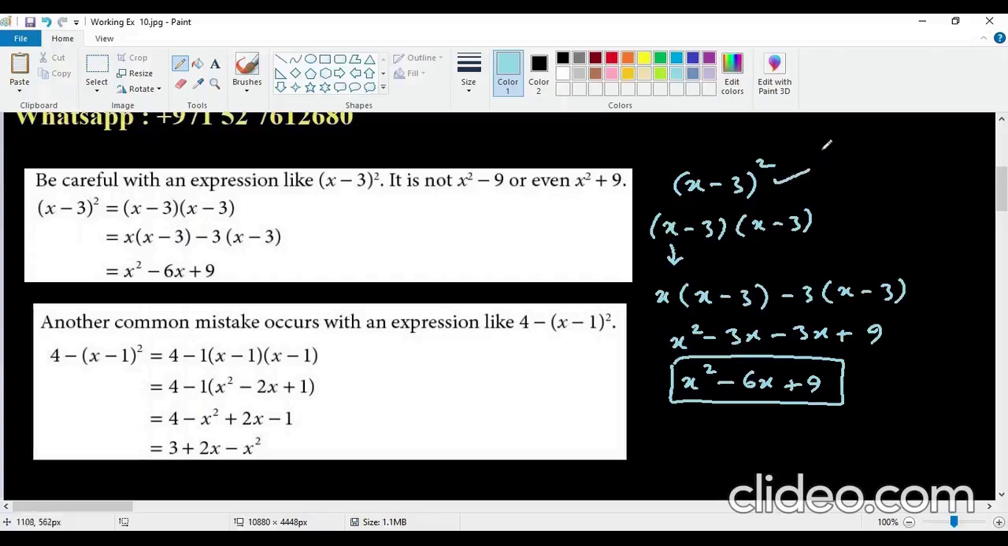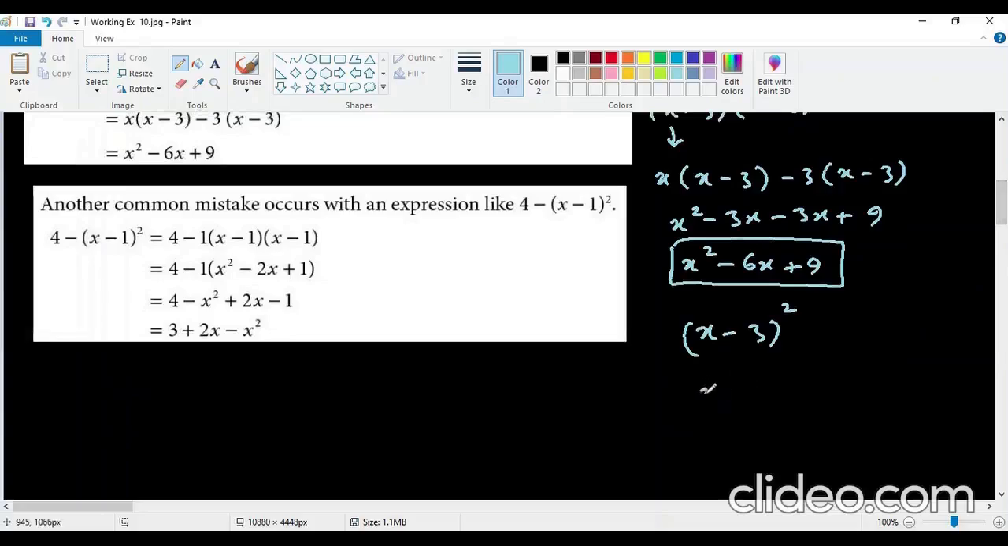But most of the time what students do is, while opening this bracket, if the question is given like this, for example like this, straight away they write x square minus 9 square, which is wrong. This is not the answer. So the answer for this one is, x minus 3 whole square means x minus 3 is multiplied by itself. So keep this in mind. Another common mistake is, for example, if you have 4 minus x minus 1 whole square. So this is pretty different from what others see.